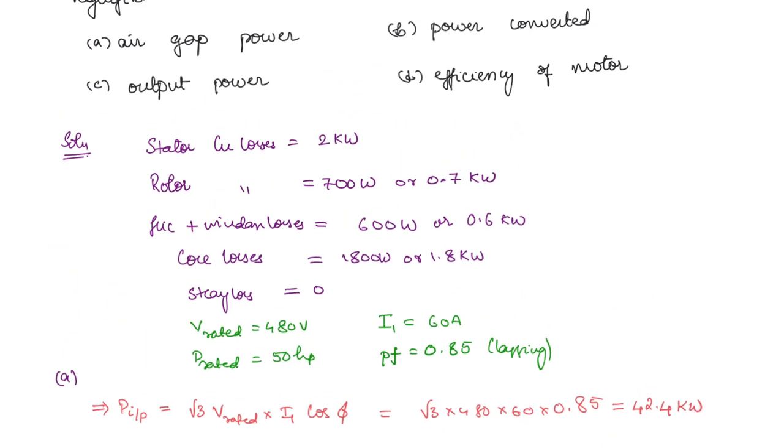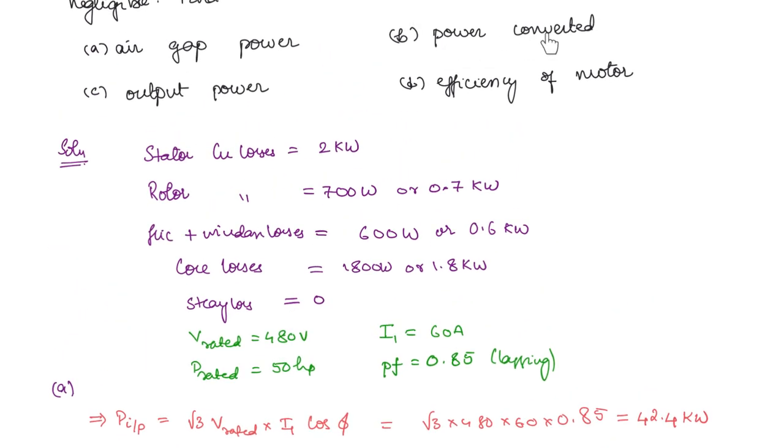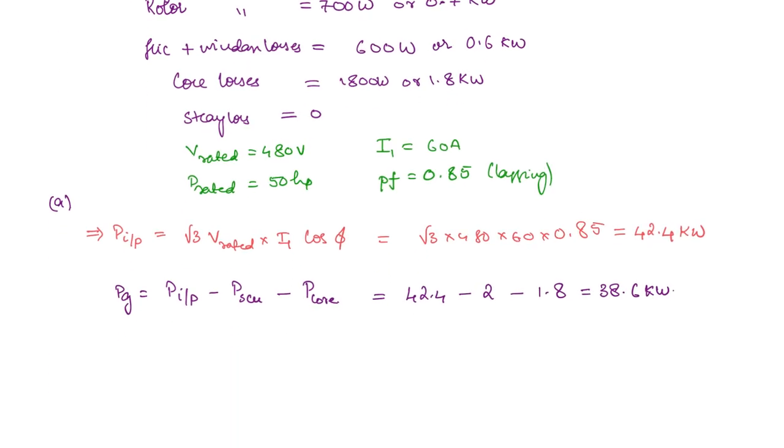What is the next thing that you have to find? The converted power. So the converted power you will get when you subtract the rotor copper losses from the air gap power. Okay. So this is a very simple problem. We are just following the power flow diagram. P converted is equal to PG minus P rotor copper losses. So this is equal to 38.6 minus rotor copper losses is given as 0.7. So you're going to get 37.9 kilowatt.